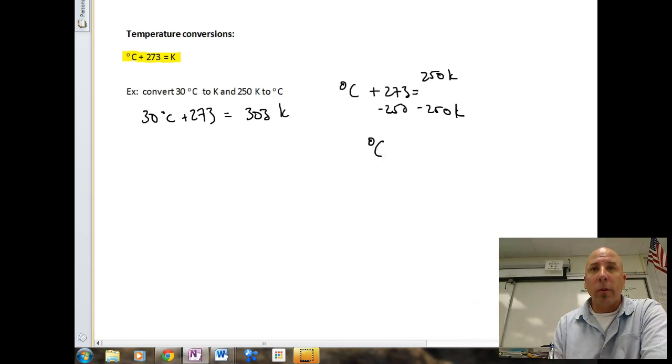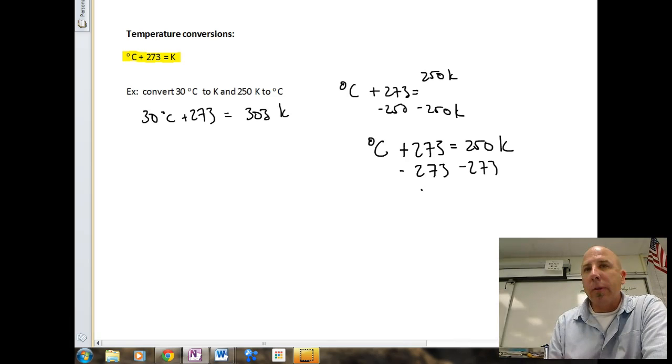Next, 250 Kelvin, so we have degrees Celsius plus 273 equals 250 Kelvin, and we're not going to subtract 250, we're going to subtract 273 from both sides, minus 273, just like that. And so we're going to get degrees Celsius equals minus 23, which makes a little bit more sense.